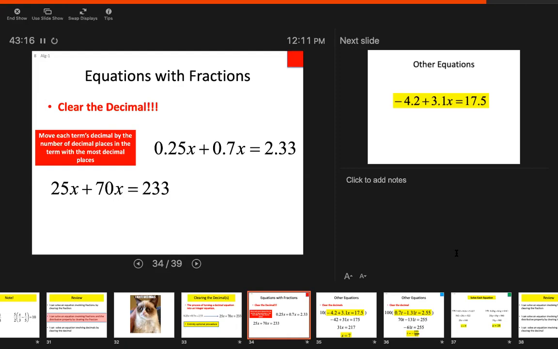X equals 233 over 95. Anybody know if that can be reduced? I don't know. Does 3 go into 95? Nope. You sure? Okay. Who's got the graphing calculator? It is a little known fact that all graphing calculators will automatically reduce fractions. You don't need to do anything. Give me a fraction that can be reduced, somebody.